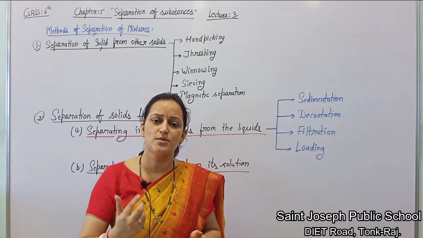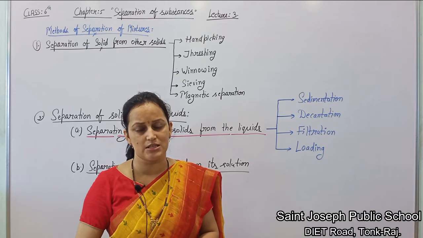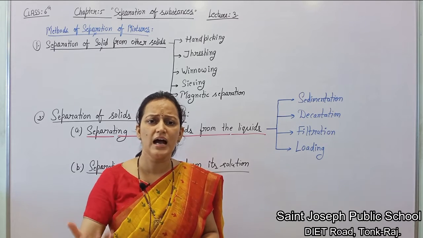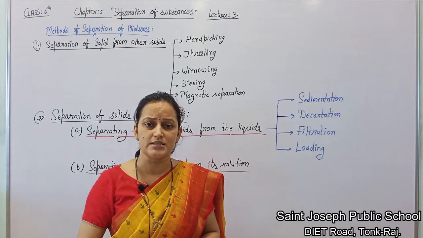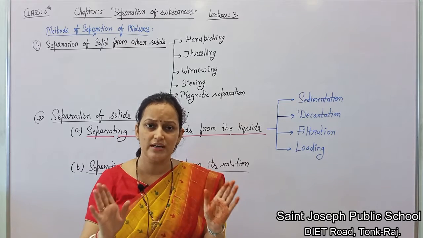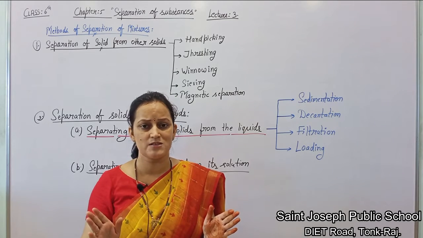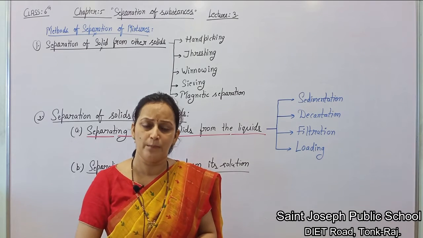वो मटेरियल जो मैग्नेट की तरफ अट्रैक्ट होंगे, they are called as the magnetic materials. For example, iron, steel, they generally get attracted towards the magnet, right? And non-magnetic materials are those materials which do not get attracted towards the magnet. For example, wood, rubber, they do not get attracted towards the magnet.